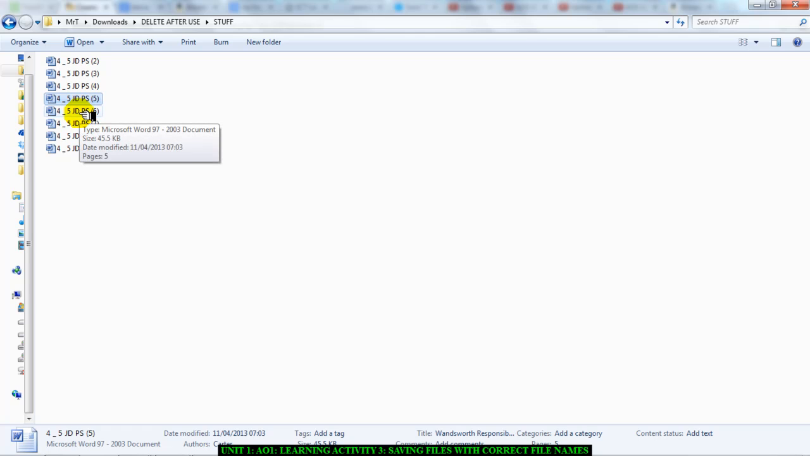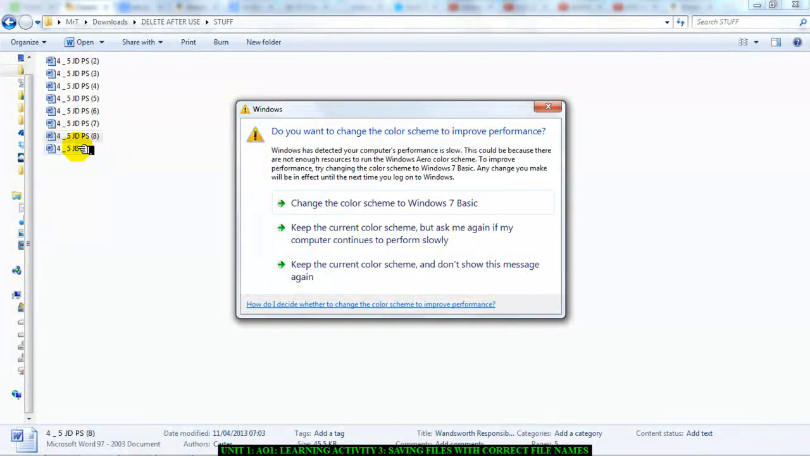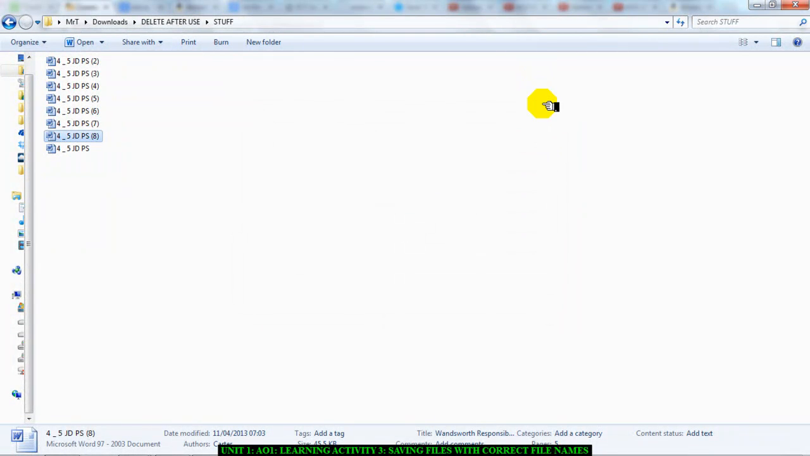Now, imagine if you had a folder like this. You were looking for one document, and there were about 60 or even 200 odd documents, all with the same sort of name, which makes absolutely no sense. It would make your working life difficult. It would make finding your work difficult. That is why it's important for you to make sure that you always save your file with a proper file name.